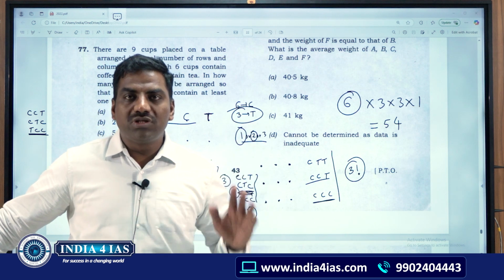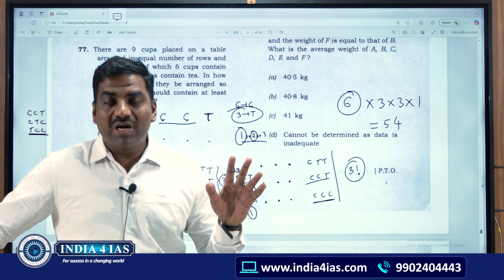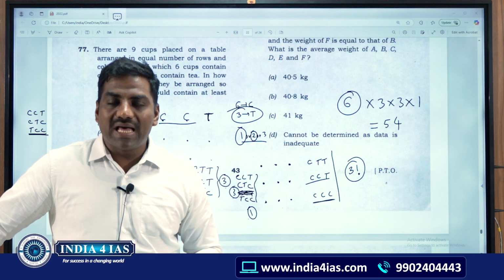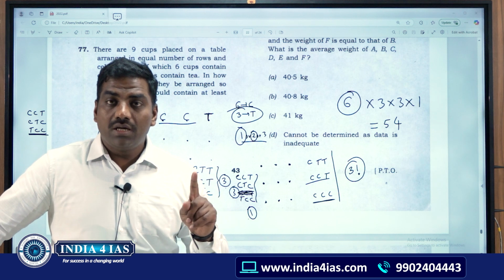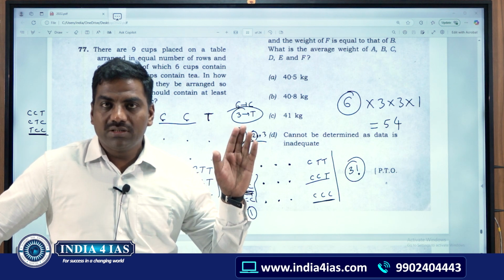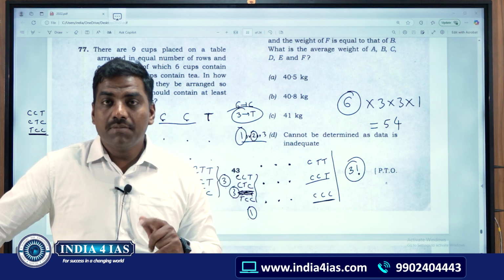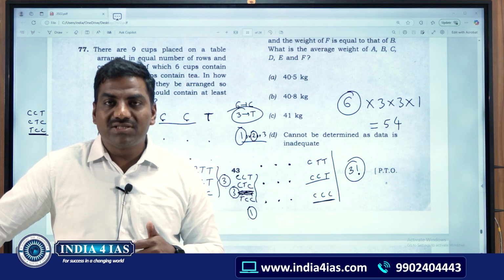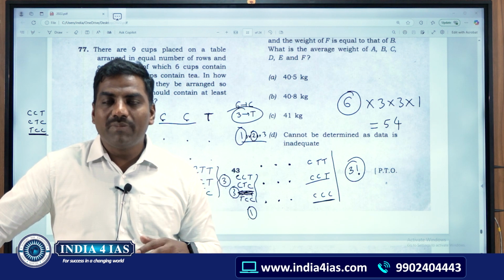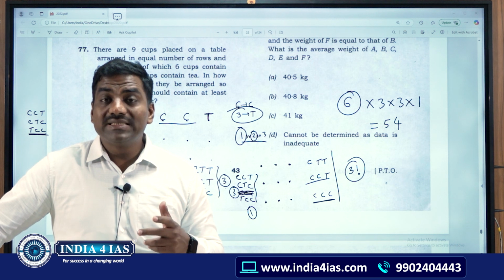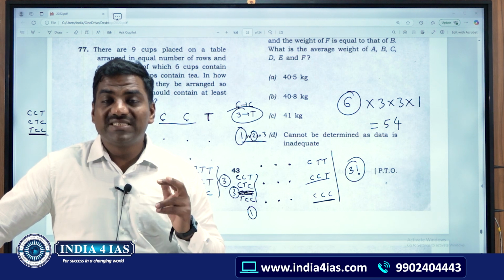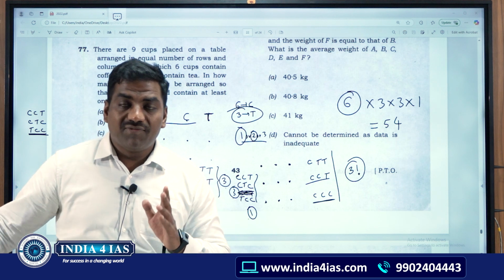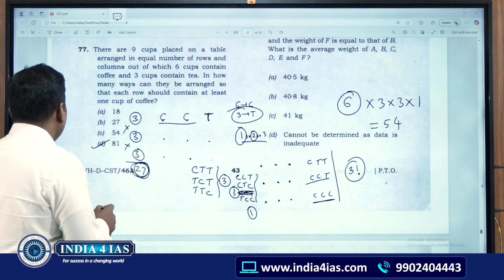When it comes to 1, 2, 3, the first row can be arranged in 3 different ways. Second row can be arranged in 3 different ways. Third row, no change possible. 3 into 3, so that is 9. But totally, the rows can be interchanged the way we want. That is 3 factorial ways, so that is 6. 6 into 3 into 3 is 54. And earlier, 27. 54 plus 27 is 81.